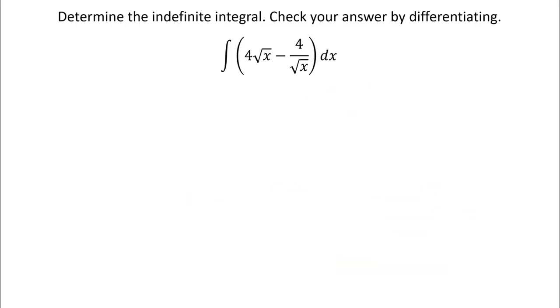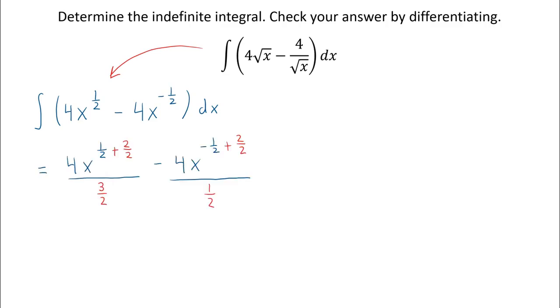In this example, we're asked to determine the indefinite integral and then check our answer by differentiating. And we have the indefinite integral of 4 times the square root of x minus 4 over the square root of x dx. The first thing we're going to do is rewrite our function so that we're not in square root form, but we're in exponent form. And then we're going to bring the square root of x in the denominator of the second term up into the numerator and make that exponent negative. So that'll give us 4x to the 1/2 minus 4x to the -1/2.